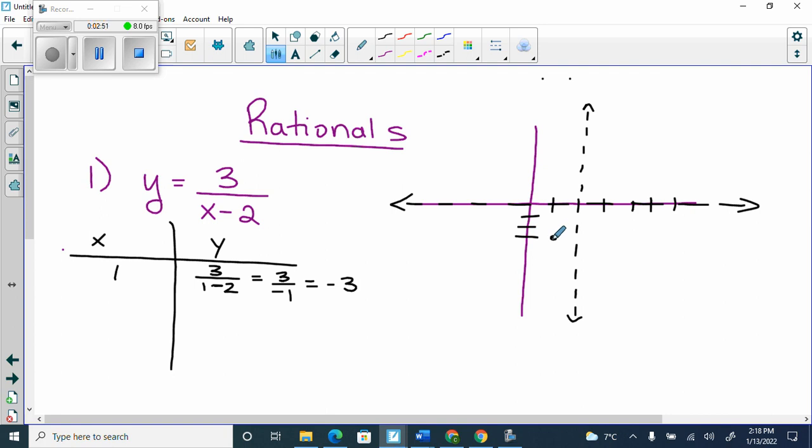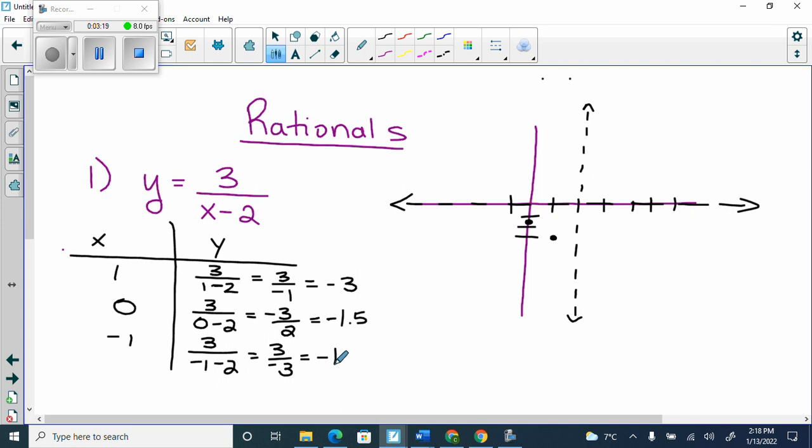I could plug in 0, and I get 3 over 0 minus 2, which is negative 3 over 2, which is negative 1.5. So I have 0 and negative 1.5. And then I could plug in negative 1: 3 over negative 1 minus 2, which is 3 over negative 3, which is negative 1. And then I could plug in more values, and what would end up happening is you'll see that there's a curve like this. I would need more values to make it more accurate, correct? But I'm just getting the curve.